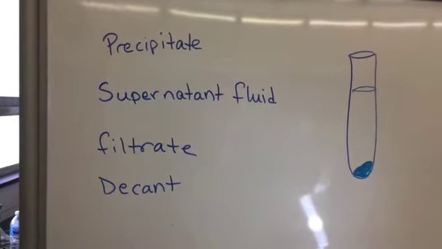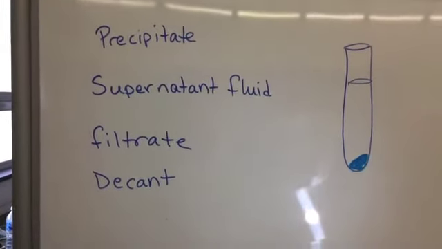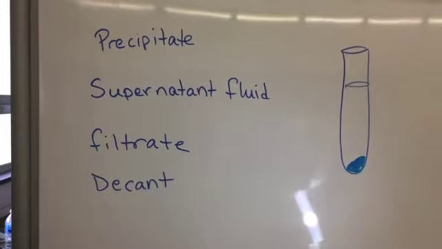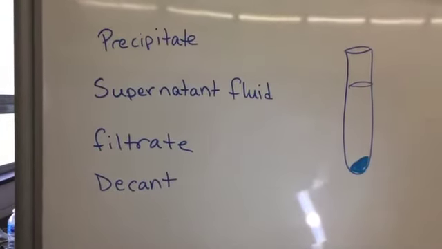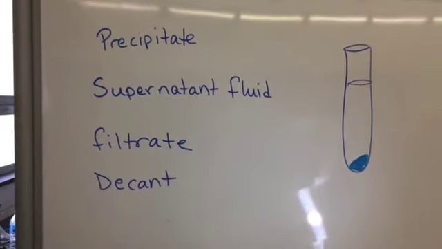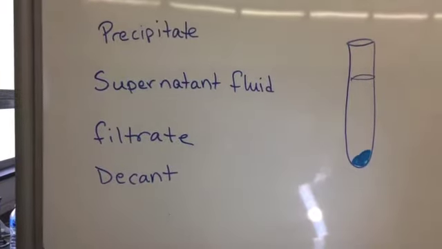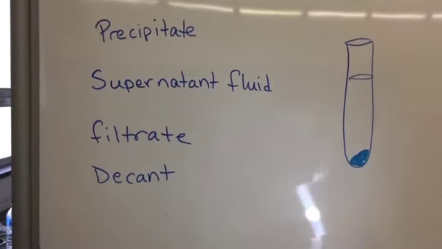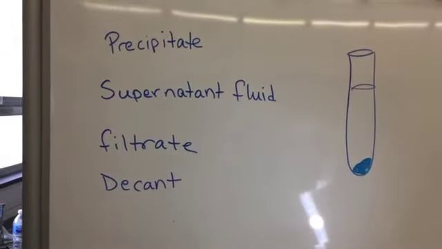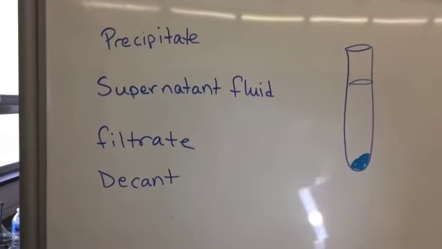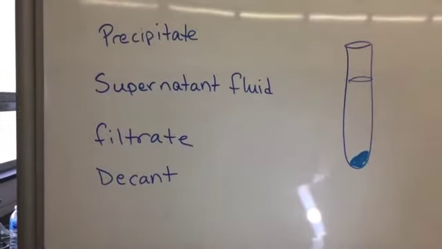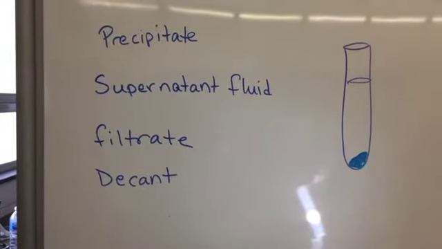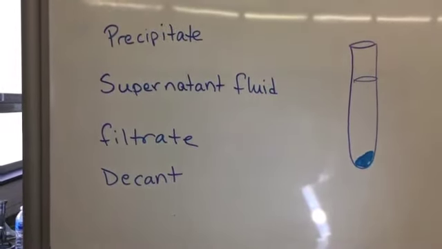Sometimes we will need to filter our solution in order to separate the precipitate from the supernatant fluid. When we do this, the solid precipitate will remain in the funnel or the filter paper, and the supernatant fluid will go through the funnel to whatever collection vessel we have below, usually another test tube. Once it is collected, we call this the filtrate. This is the same thing as the supernatant fluid, it's just after it has been filtered.